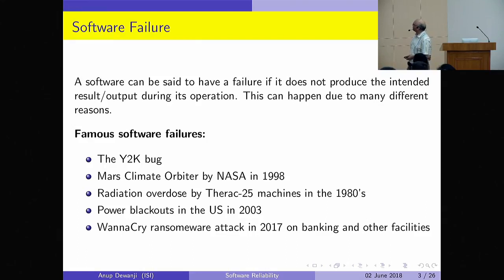Mars Climate Orbiter, that was in 1998 by NASA, and there were some software problems, coding problems in the guidance software. That was not as famous as the Y2K bug. Radiation overdose by some Therac-25 machines. There is some kind of radiation given to cancer patients, and there were some overdoses because of some problems with specification of units.